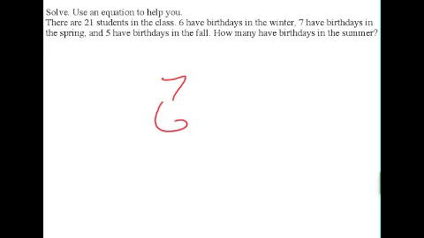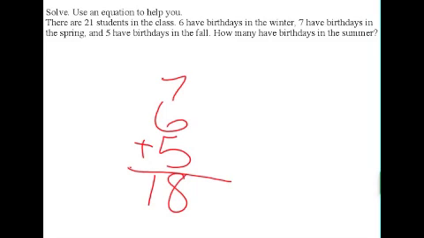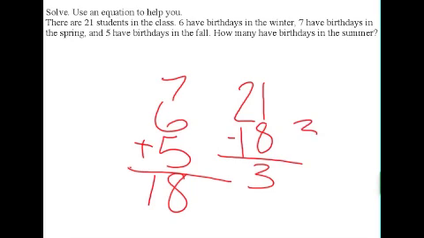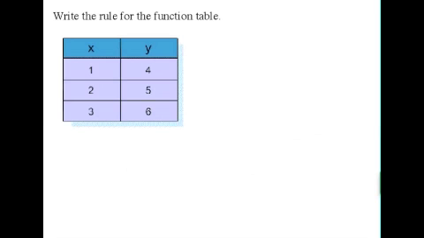Next is Michelle and Sophia. Solve. Use an equation to help you. There are 21 students in the class. 6 have birthdays in the winter, 7 have birthdays in the spring, and five have birthdays in the fall. How many have birthdays in the summer? First, add all of them, then take 21 and 18 and subtract, and 3 is the answer. Awesome work.